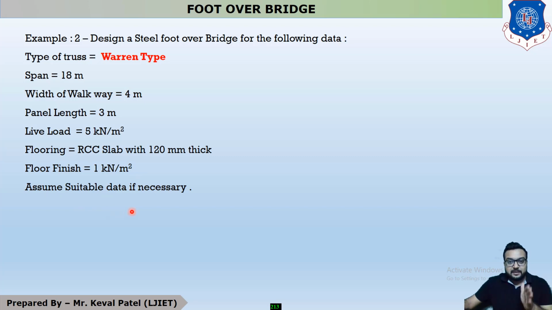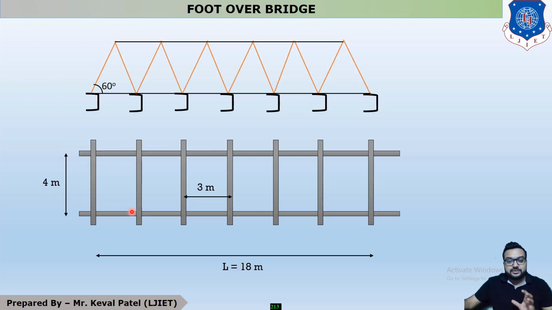Now our first step is the geometry of lattice girder, also called the configuration of trusses. As per the data given, our foot over bridge looks like this. This is your side view and this is your plan view. In the side view, our trusses will be like this. You can see that this is our Warren type of truss arrangement, in which this is your top chord, this is your bottom chord, and these are all diagonal members, because there are no vertical members in this type of truss arrangement.